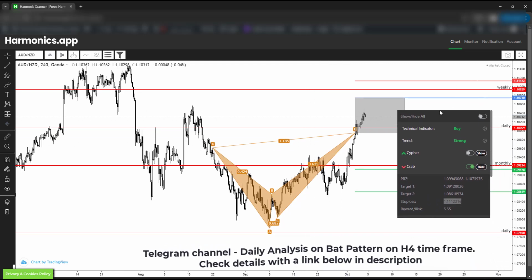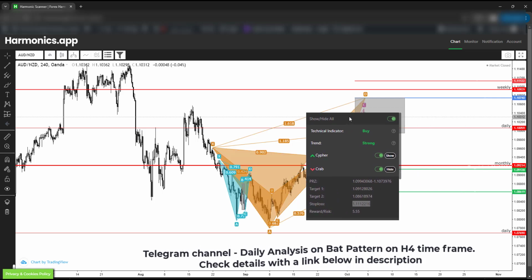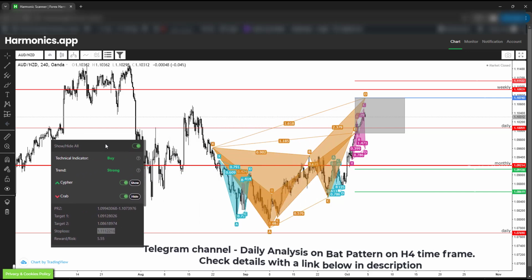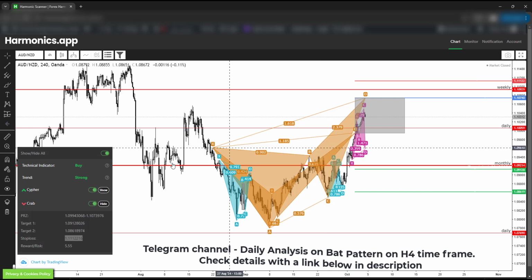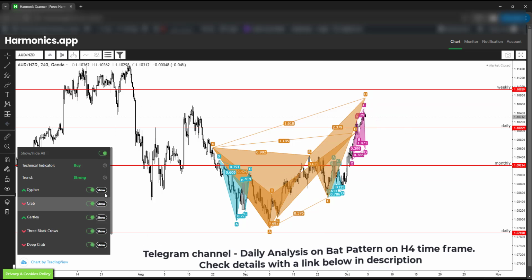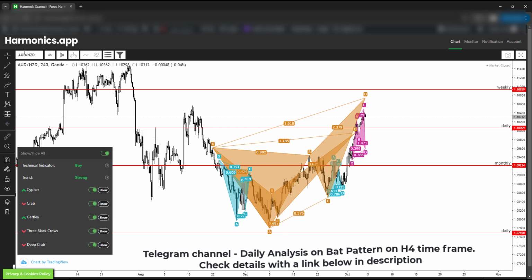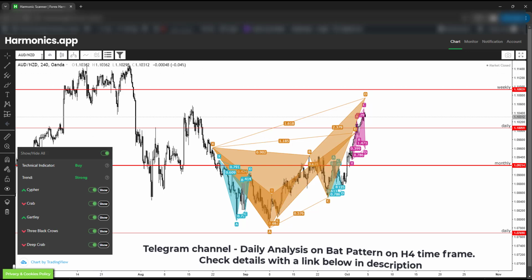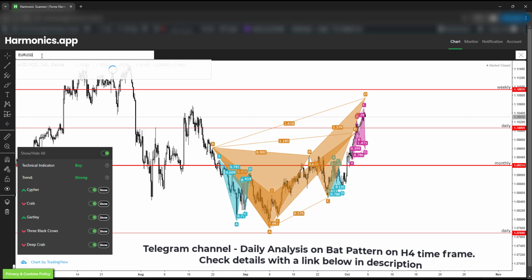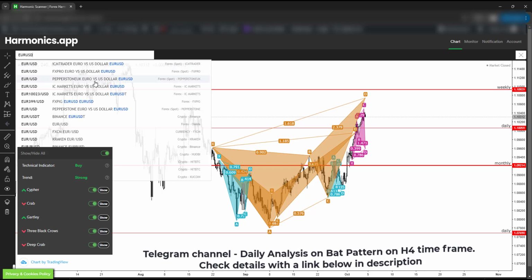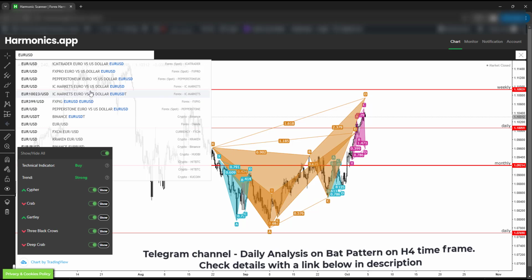We have a floating window which you can also move anywhere on the chart, if you would like to move that window somewhere so it doesn't distract you when making the analysis on the chart. Then you can also hide or show all of them, and you can also change the details here. That means changing the symbol, simply typing euro, for example EUR/USD, and selecting which of these brokers you would like to have.